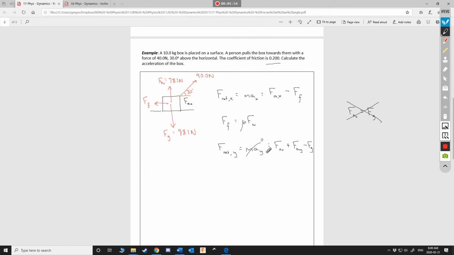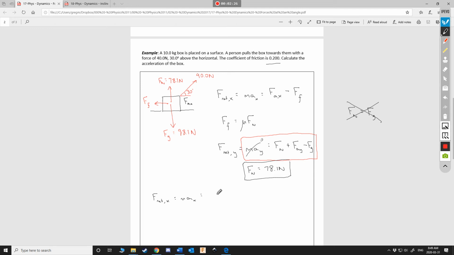So when we solved for this equation right here, we solved for the fact that our normal force was actually 78.1 newtons. So it wasn't actually just equal to force of gravity. Normal force ended up being the force of gravity minus our applied force in the y direction. So when we plug into this equation right here, we have F net x is equal to mass times acceleration in the x direction.